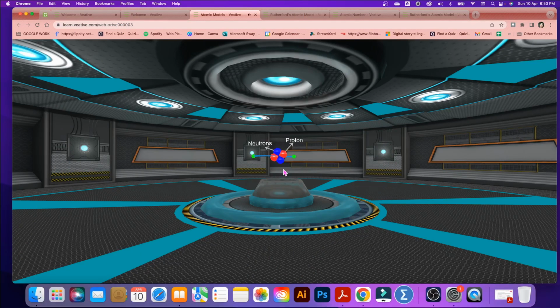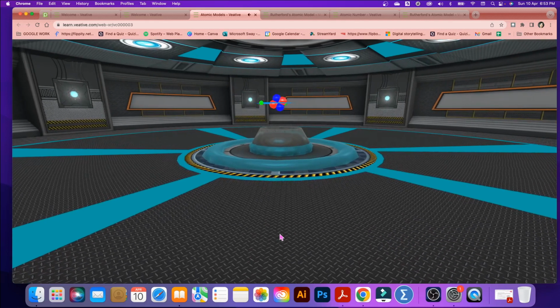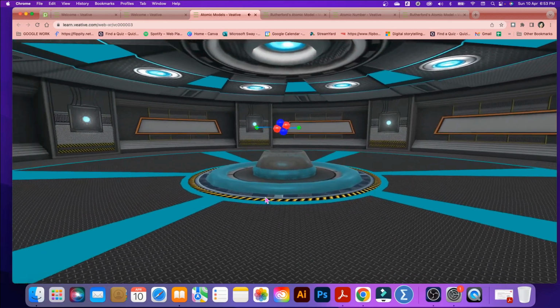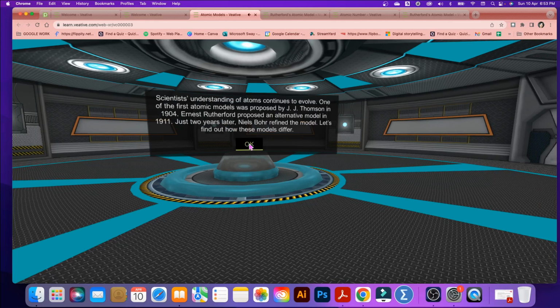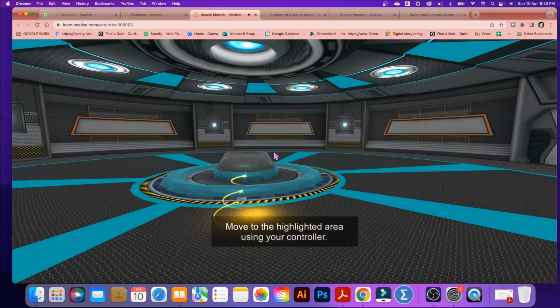Neutrons. The nucleus is surrounded by electrons. Protons are positively charged particles, and neutrons have no charge. Thus, the nucleus of an atom is positively charged. Overall, an atom is electrically neutral because it has the same number of electrons as protons. Scientists' understanding of atoms continues. Move to the highlighted area using your controller.